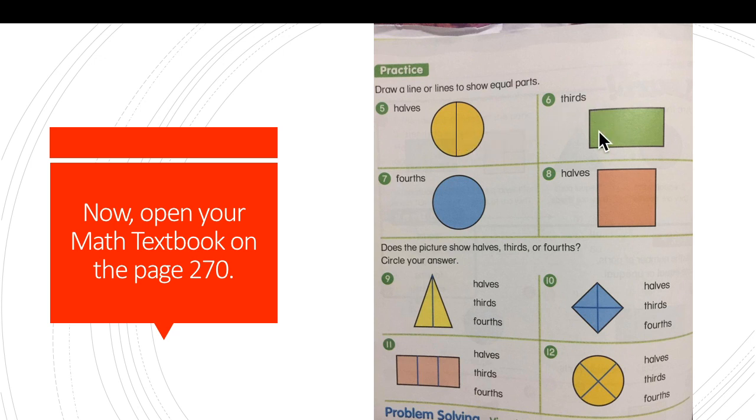Let's go and divide this rectangle into thirds. Thirds means three equal parts. Do it. Okay, let me see. Did you do it like me? Yes, I have three equal parts. One, two, three. Three equal parts. Thirds. Now this circle you have to divide into fourths. Four equal parts. Try to do it.